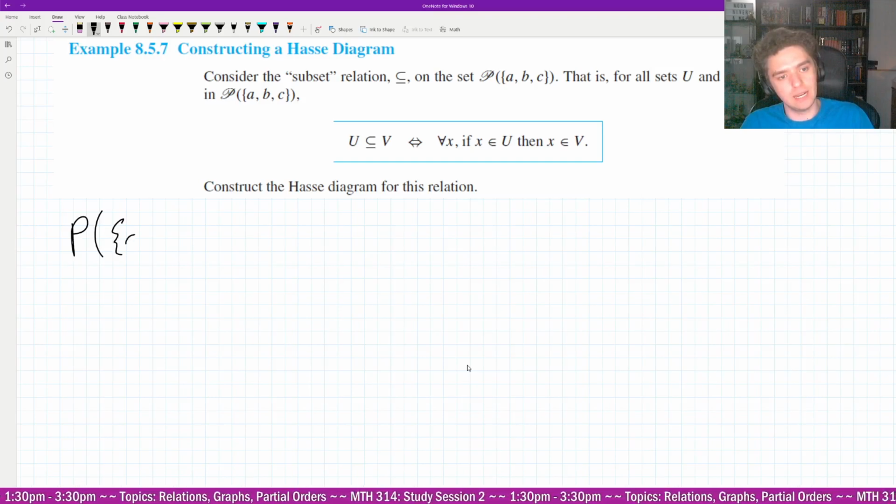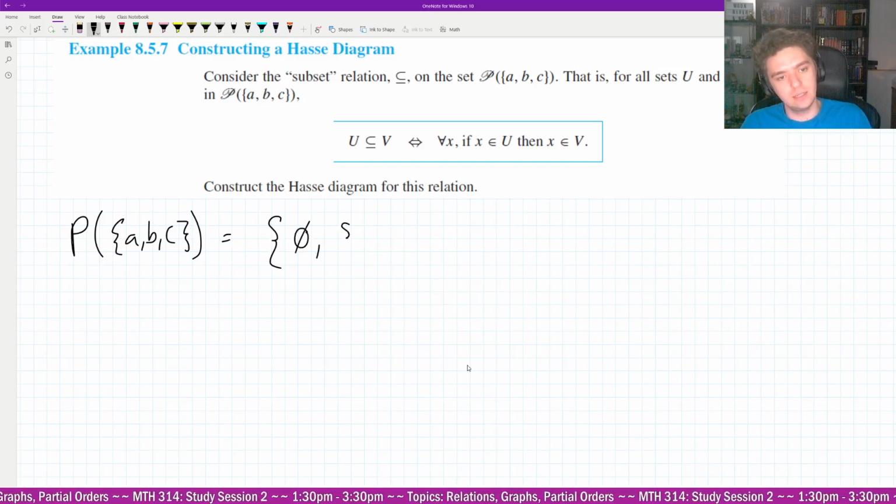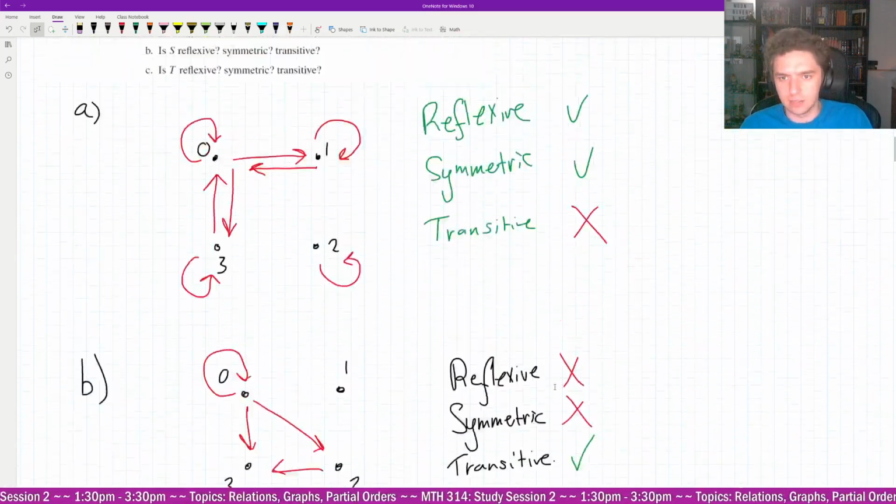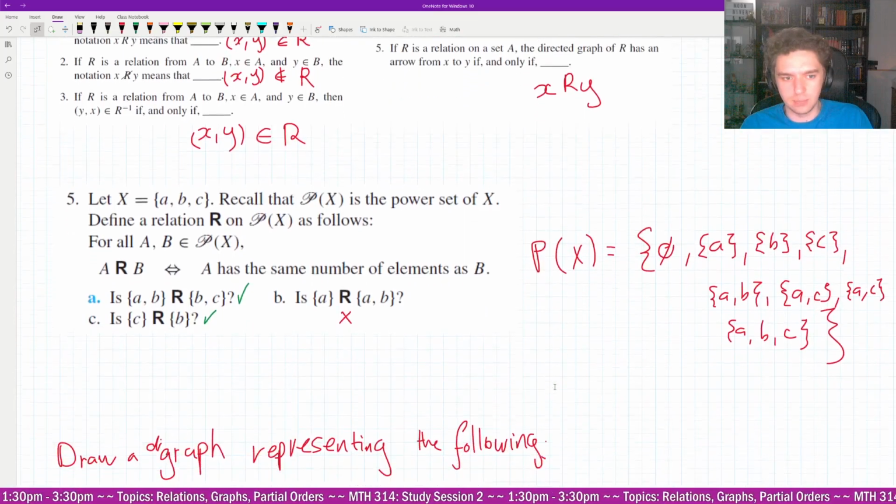So the power set of A, B, C is equal to the set which contains the null set, the set which contains A. Did I already write this somewhere? I think I wrote this exact thing, the power set of A, B, C. Yes, I did. There we go.